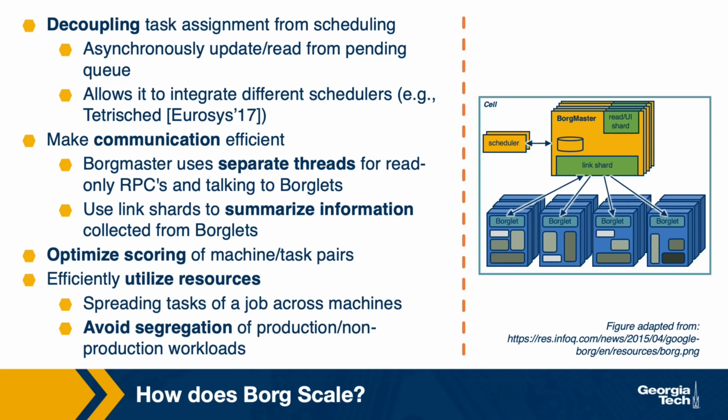And there are some additional optimizations around how the scoring of machine and task pairs is done. So basically, how the scheduler component filters out what are the good versus not so good candidates for the scheduling operations. This also takes into account decisions on how to maximize the utilization of the resources. And then one important decision that was made in Borg is to avoid the segregation of production and non-production workloads. Production workloads here being the long-running services, which are the high priority ones, and non-production workloads being the more opportunistically scheduled batch tasks.